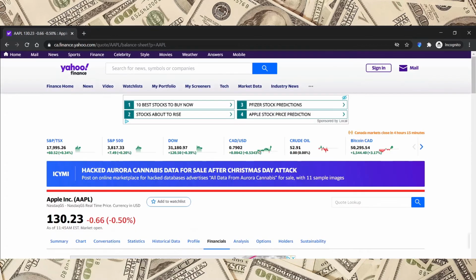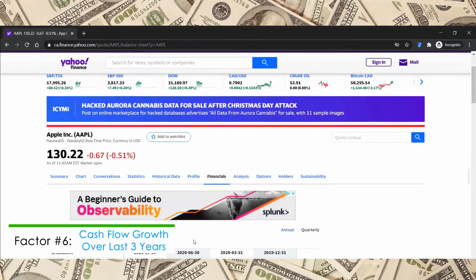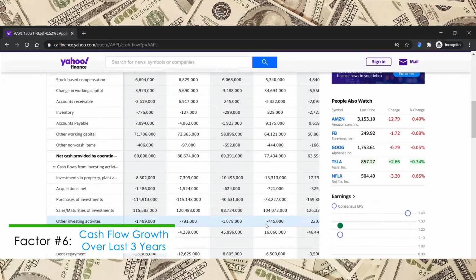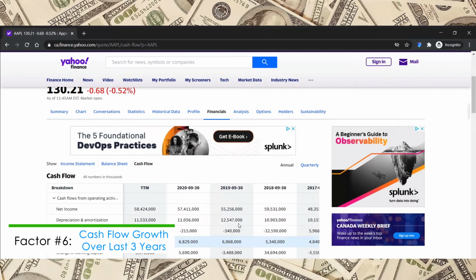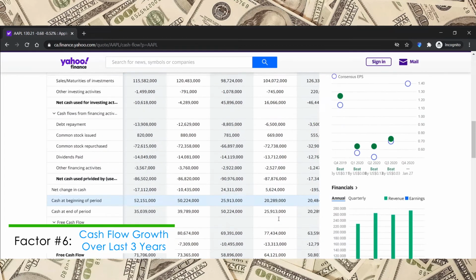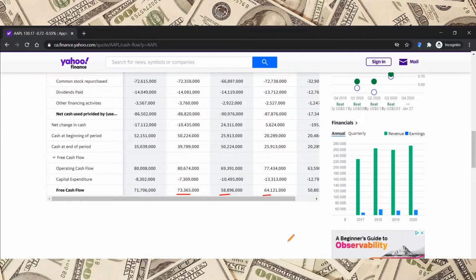That's a good sign. And factor number 6, we're looking at cash flow growth. Let's go right down to free cash flow, and we're looking at only the last 3 years. So the last 3 years, let's see, 64, 58, 73. Perfect. So we're definitely seeing some good growth here. That's another check mark. Definitely a good sign here for Apple.